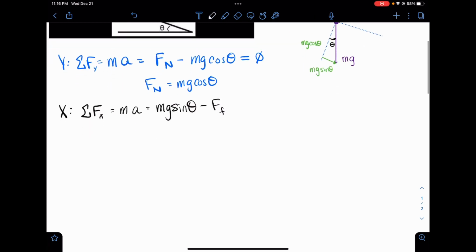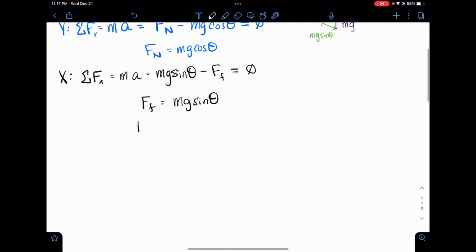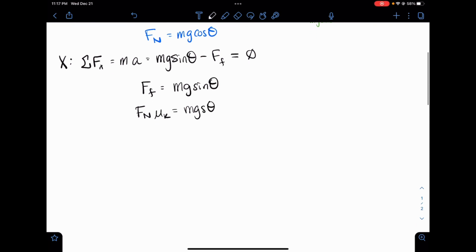All right, down here, we also know this system is going to equal 0 because we want a constant velocity, no acceleration. So we now know the frictional force is equal to mg sine theta. We also know the formula for frictional force is the normal force times the coefficient of friction, in this case, kinetic coefficient of friction. We're going to plug in this value for the normal force, so we get mg cosine theta times the coefficient of friction equals mg sine theta.